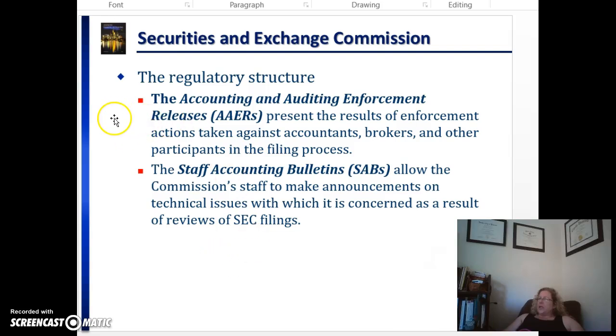As for the regulatory structure of the SEC, they have the accounting and auditing enforcement releases. They present the results of enforcement actions taken against accountants, brokers, and other participants in the filing process. The staff accounting bulletins allow the commission staff to make announcements on technical issues with which it is concerned as a result of reviews of SEC filings.